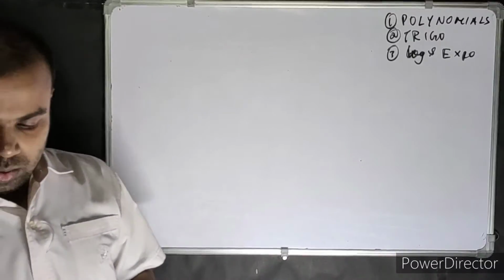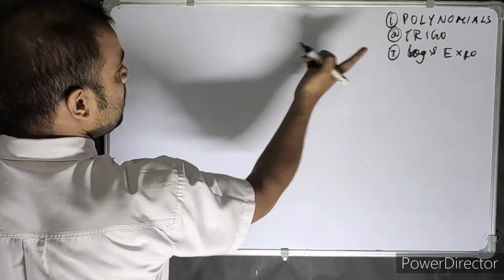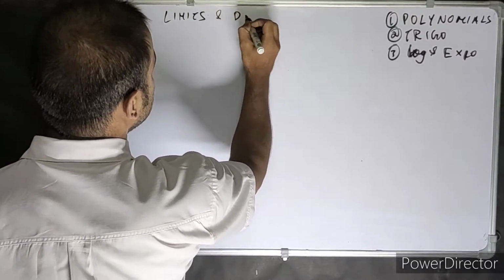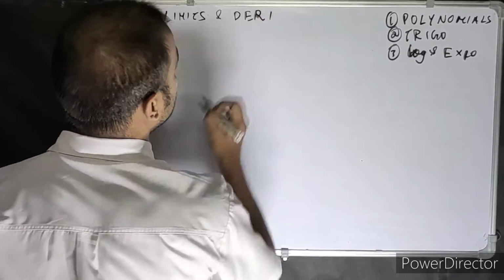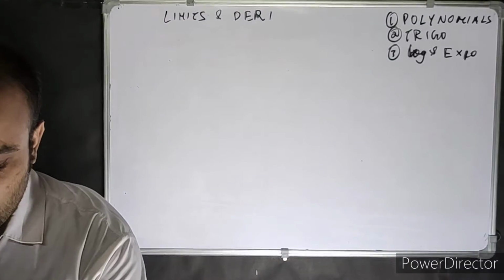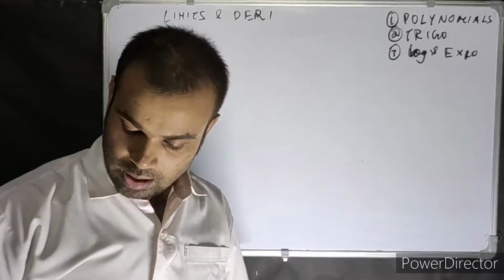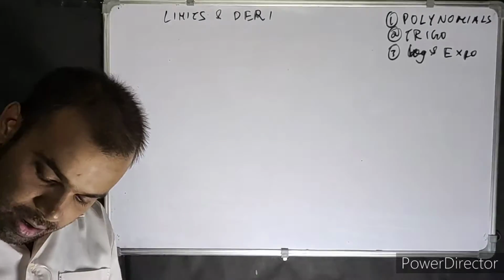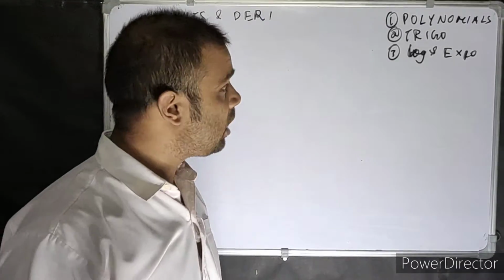I'm going to continue the video for the chapter limits. Limits and derivatives, I'm writing in short. So in this chapter we were writing some formulas, and I had given the heading as some standard results on algebra of limits.